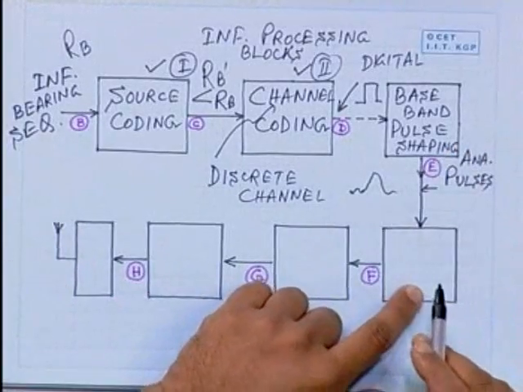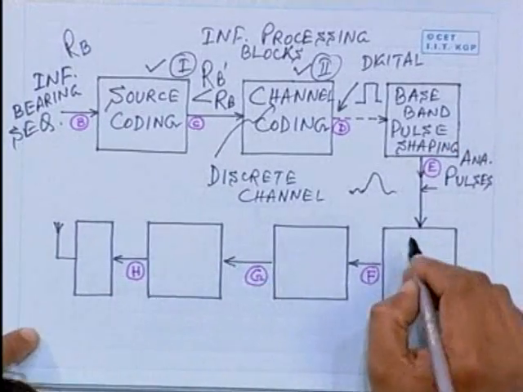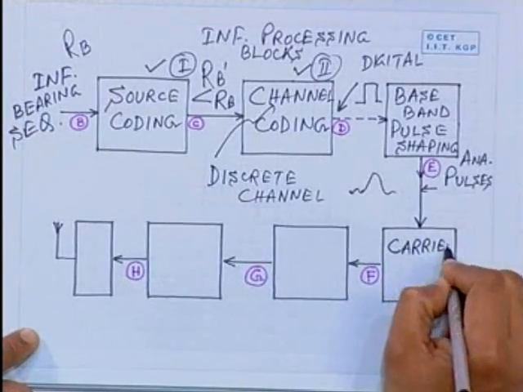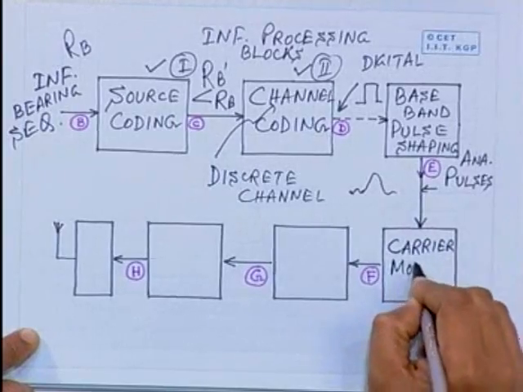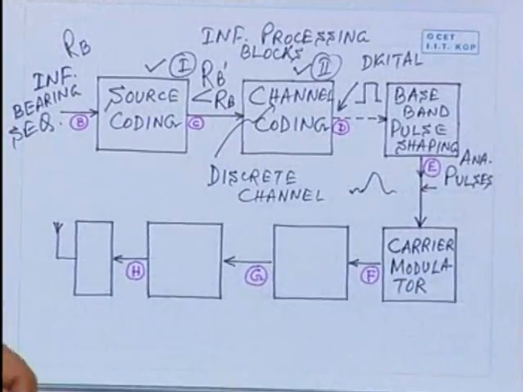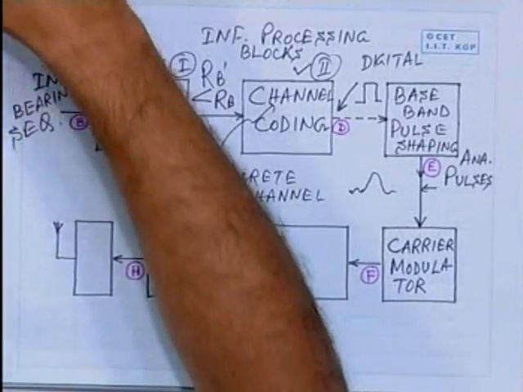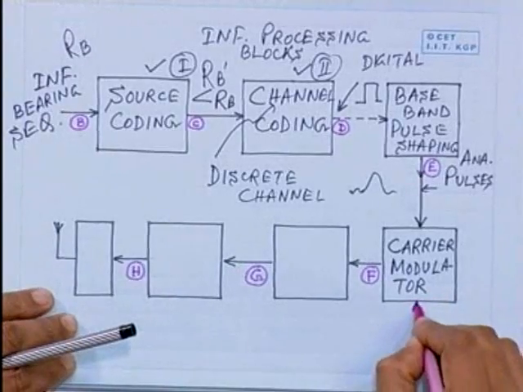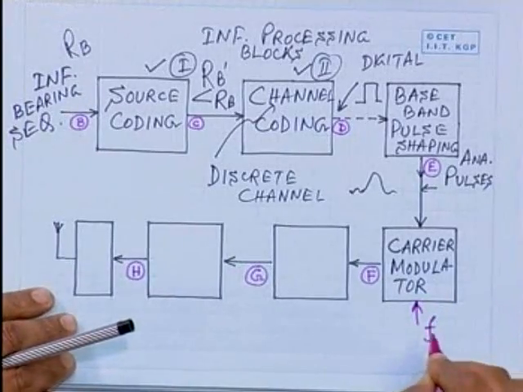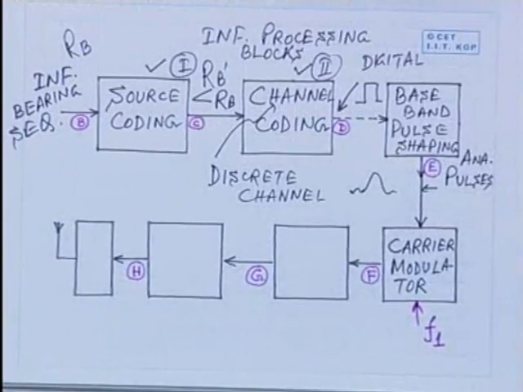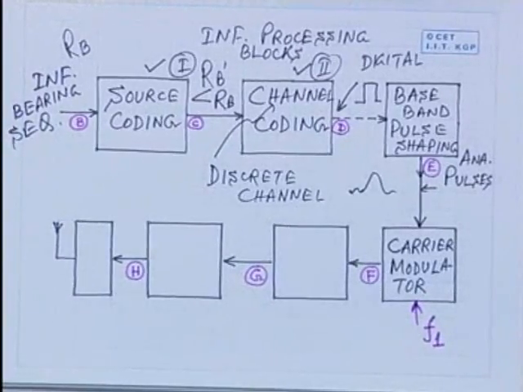The next block is, I can say, a carrier modulator, wherein we use a carrier at say f1 frequency, and the usual carriers are sinusoid in nature.